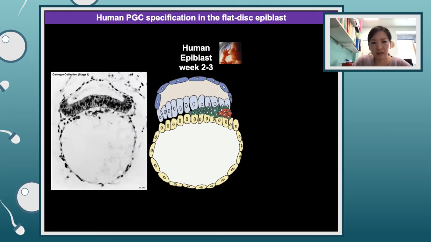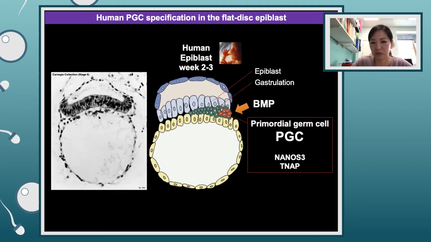So here is what the human epiblast looks like. You can see the epiblast lying as a flat layer, and you can see gastrulating cells that come from the epiblast that will form the body later. And BMP signaling from the surrounding tissue induces primordial germ cells, PGCs, that express specific markers such as NANOS3 or TNAP.